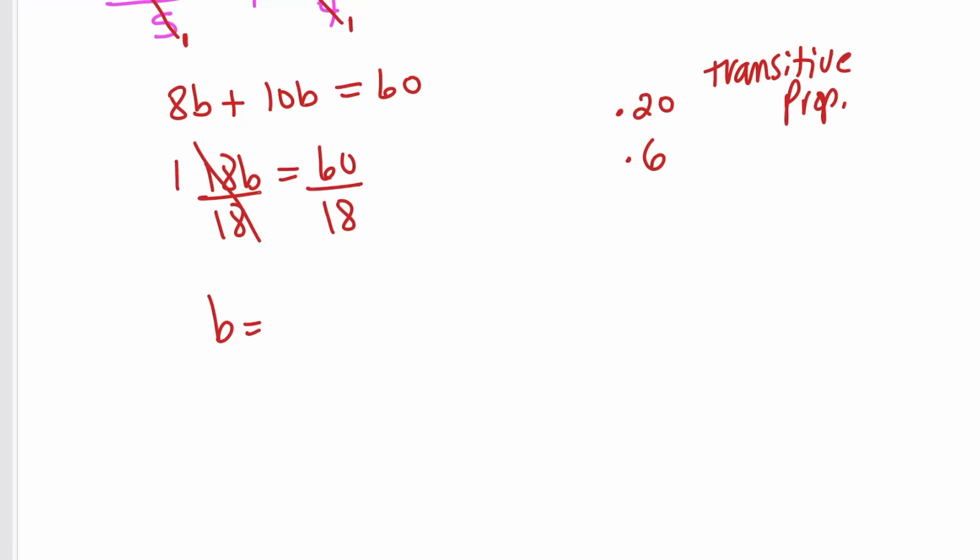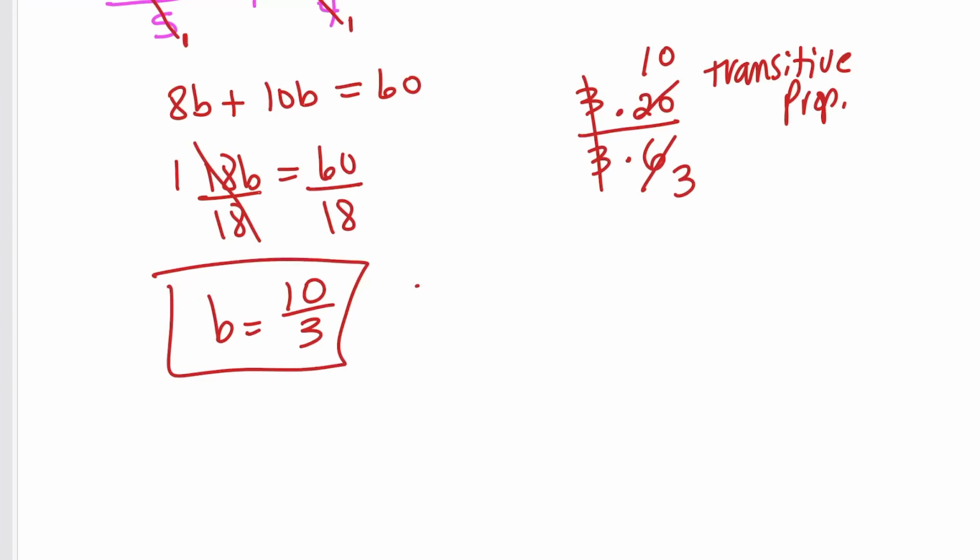The 3's are going to cancel each other out, so the 3's become 1. Now I'm left with 20 over 6. I know 2 goes into 6 3 times, and I also know 2 goes into 20 10 times. I just reduced that, and now that gives me 10/3 as my fraction. Okay. It's that simple. All right. See you in the next video.